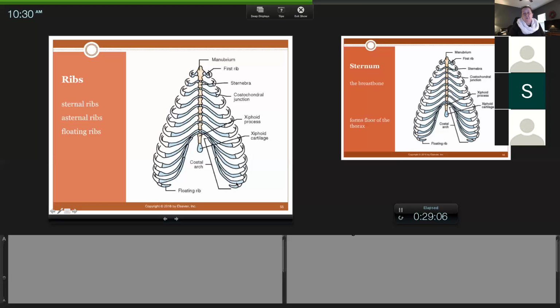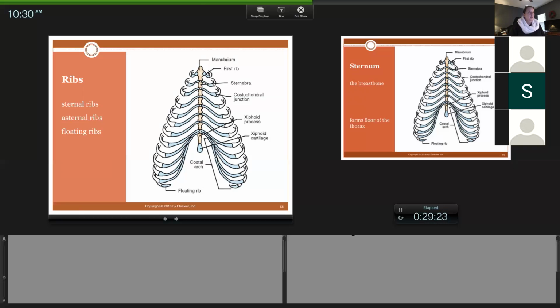And then the last rib is what's called a floating rib because it does not have a connection to the rib next to it or to the sternum. So when you feel the last rib, if you follow it down, it's actually not connected there.